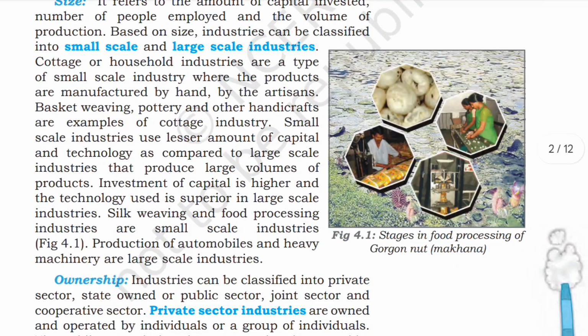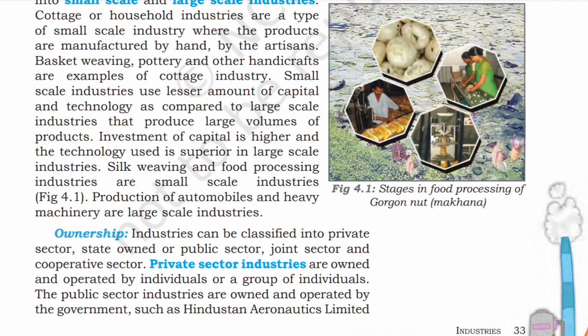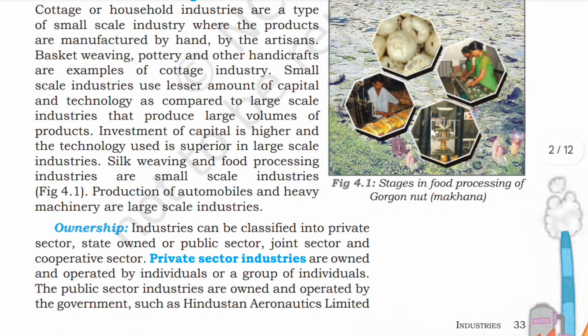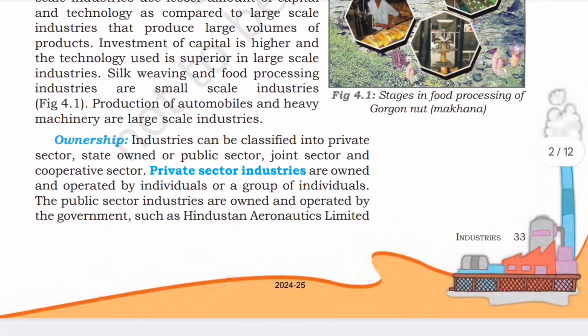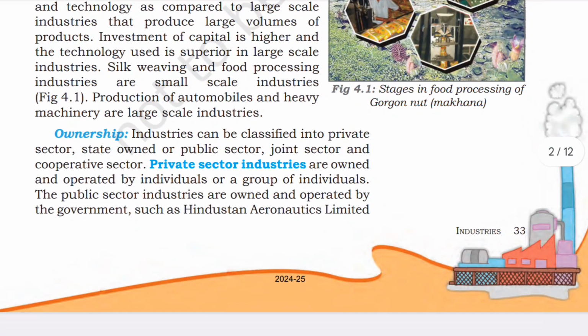Small scale industries use a lesser amount of capital and technology as compared to large scale industries that produce large volumes of products. Investment of capital is higher and the technology used is superior in large scale industry. Silk weaving and food processing industries are small scale industries. Production of automobiles and heavy machinery are large scale industries.